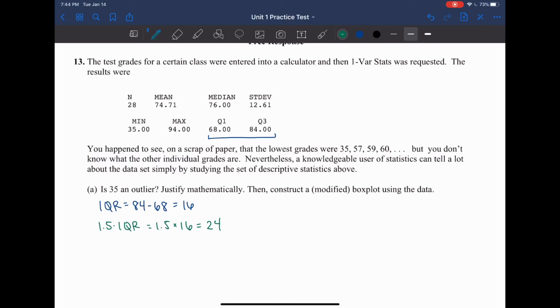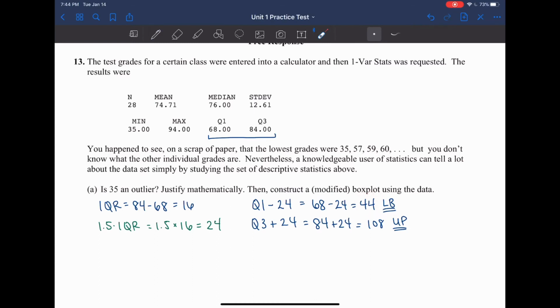So to figure out our lower bound, we take quartile 1 and subtract 1.5 IQR. So we're going to do Q1 minus 24, and then we're going to do Q3 plus 24. And that's going to give us our upper and lower bound. So Q1 is 68. 68 minus 24 is 44. So that's my lower bound. And then Q3 plus 24, that's going to be 84 plus 24. That's 108. So that's my upper bound, which means anything below 44 would be considered an outlier. So since 35, our minimum, is below our lower bound, 35 is an outlier. So I'm going to say yes, 35 is an outlier because it is lower than the lower bound.